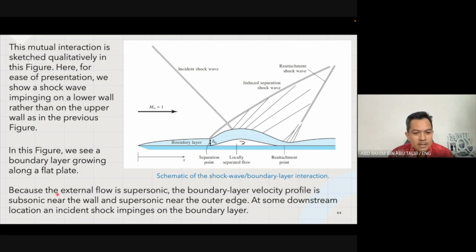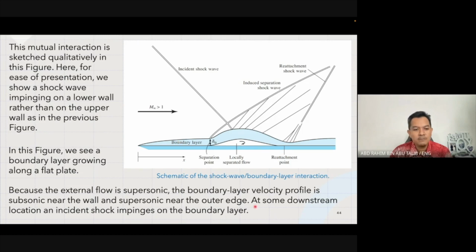Because the external flow is supersonic, in our case now, it's no longer subsonic, less than 1. The free stream Mach number is more than 1. The boundary layer velocity profile is subsonic near the wall. Okay, boundary layer, it is subsonic flow, and supersonic near the outer edge. So basically near the wall, it is subsonic. Near the outer edge of the boundary layer velocity profile, it is supersonic.